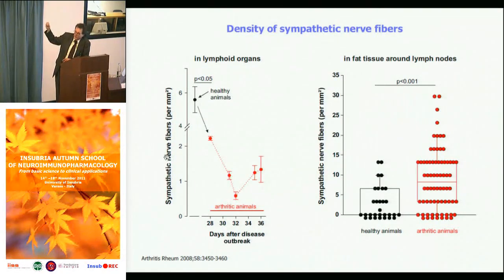Removing sympathetic nerve fibers is a pro-inflammatory factor, but removing them from the lymph node has a similar pro-inflammatory influence. You lose them also in the lymph nodes, and you lose them in the spleen. You see how fast it is? It's a collagen type 2 arthritis model.